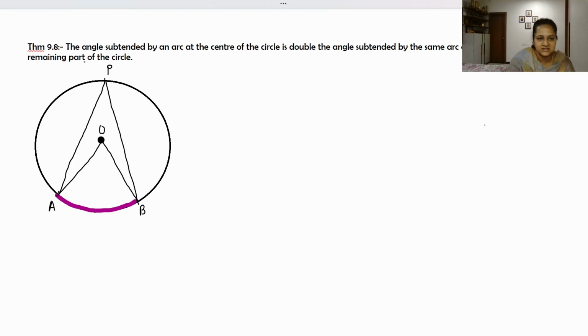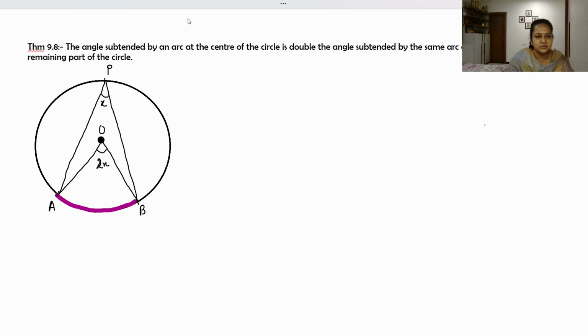The relation is what the theorem is trying to explain. The angle that is subtended at the center is double the angle subtended by the same arc at any point on the circle. That means if this angle is x, the central angle is 2x. The measure of the angle subtended by the arc AB at the center of the circle is double the angle subtended by the same arc at any point on the circle. Is the meaning of the statement understood?